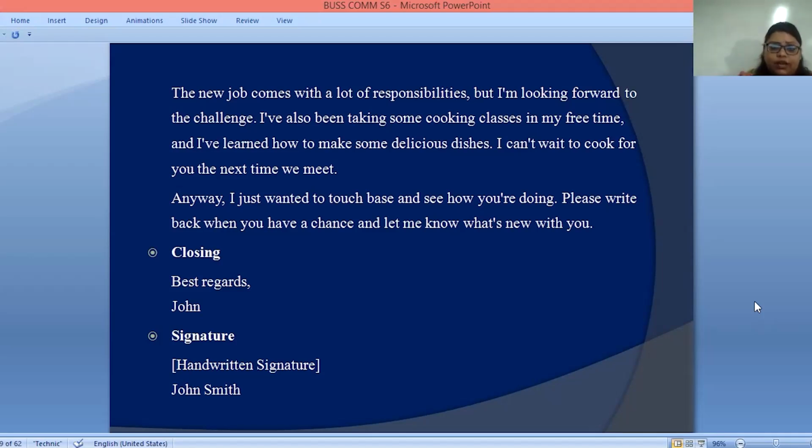And he is also saying that he is a bit nervous about his new roles and responsibilities at his new job. He is also saying that he is taking cooking classes, and he wants his friend to meet him the next time, and he would like to cook food for that particular person. So here they are sharing their emotions, exchanging their feelings towards each other.